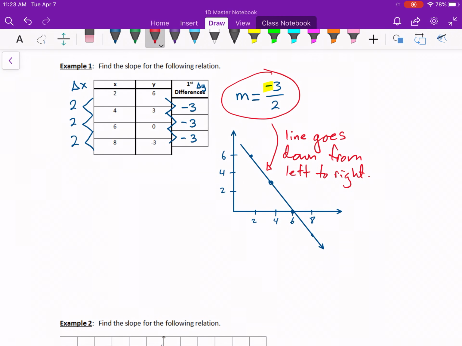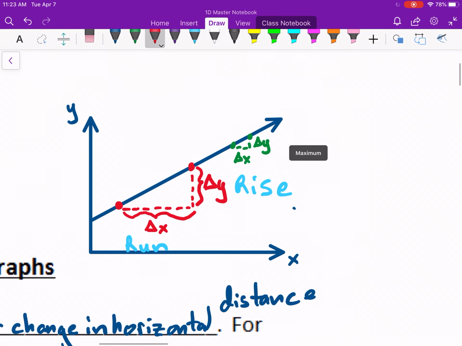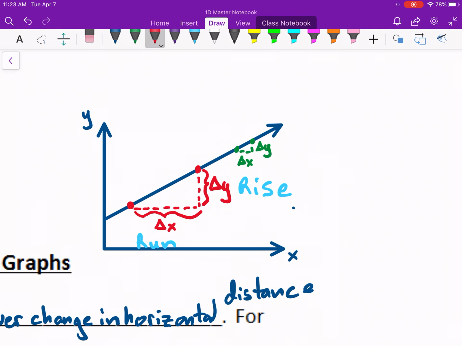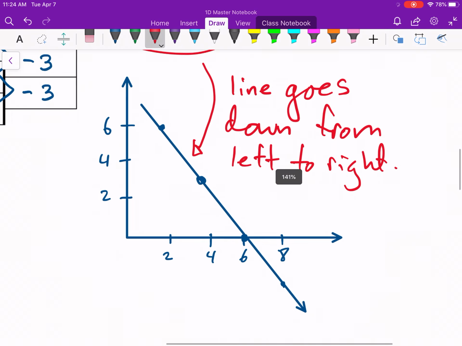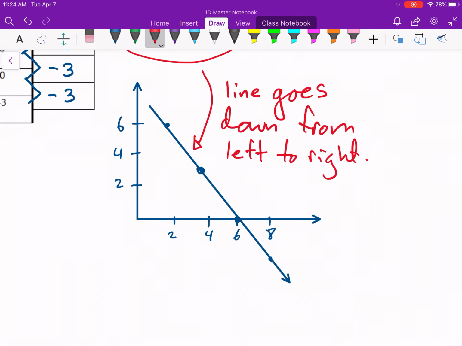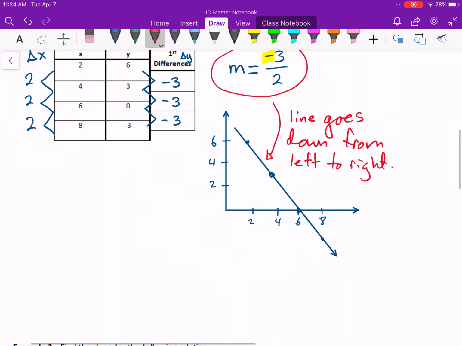So, we need to pay attention to negative signs. A positive slope, a positive m, will always go up to the right, like this. That's a positive slope. I never calculated it because it was just an example, but that would be a positive slope, whereas this is a negative slope that goes down from left to right. Pay attention to the signs.